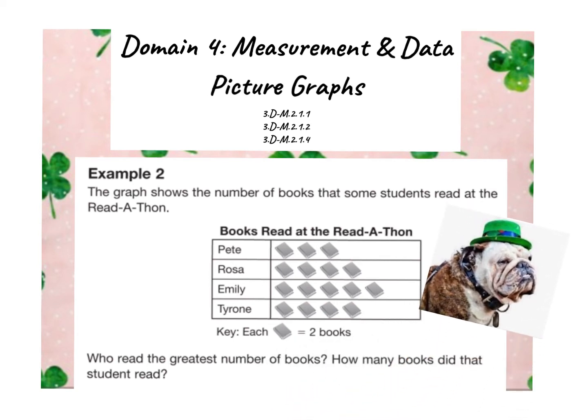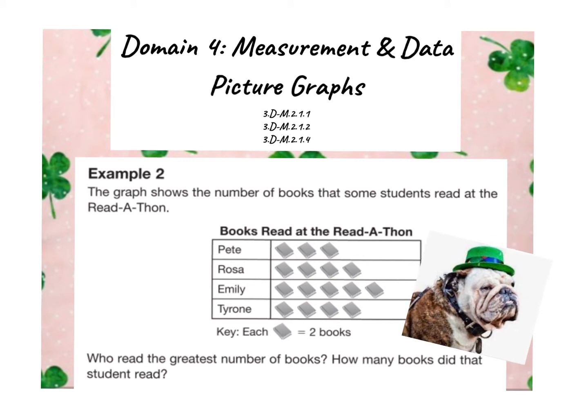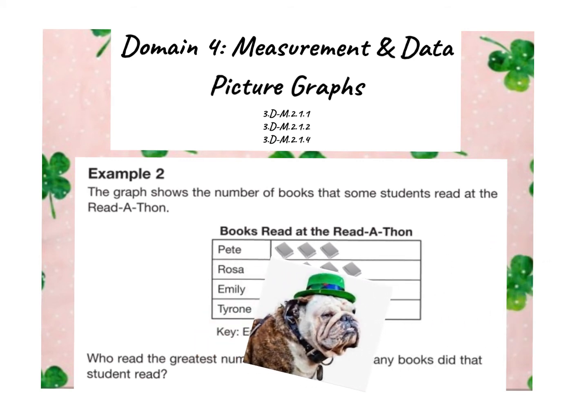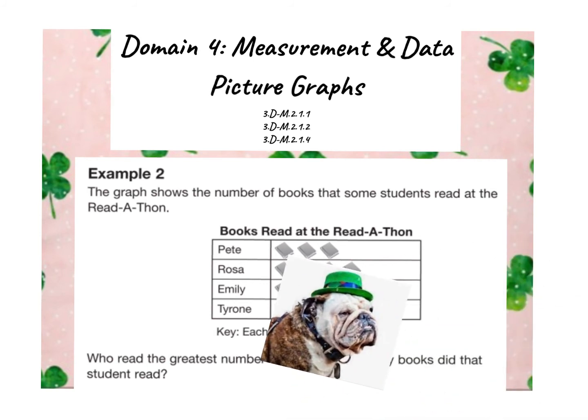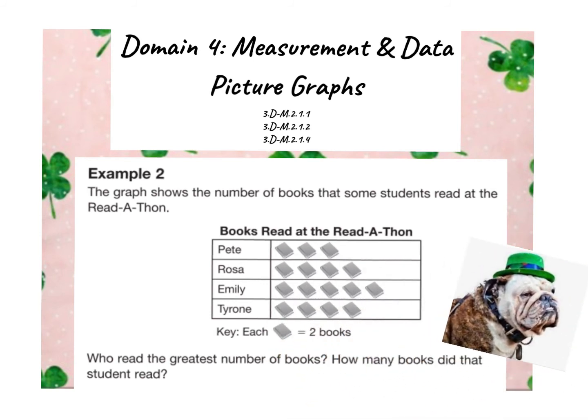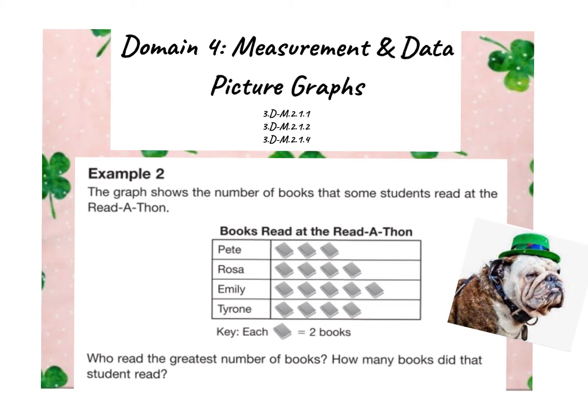So if we're looking at this picture graph, we know that Pete didn't just read 1, 2, 3 books. Let's count by 2s, remember? 2, 4, 6. And Rosa didn't just read 4 books, but let's count by 2s, and we can see that she actually read 2, 4, 6, 8 total books.